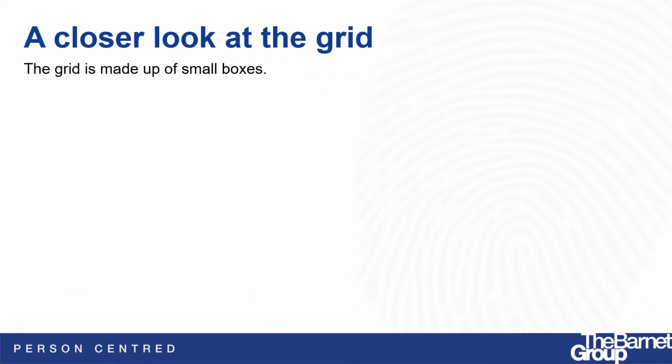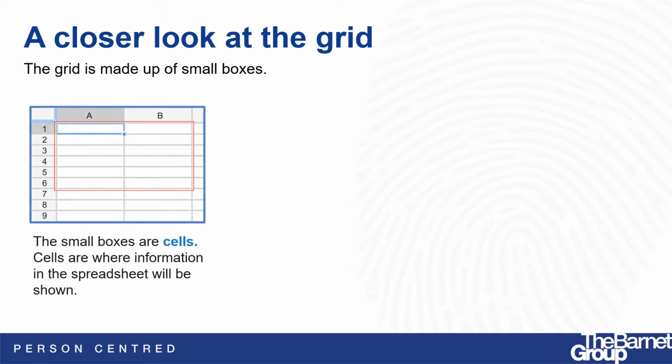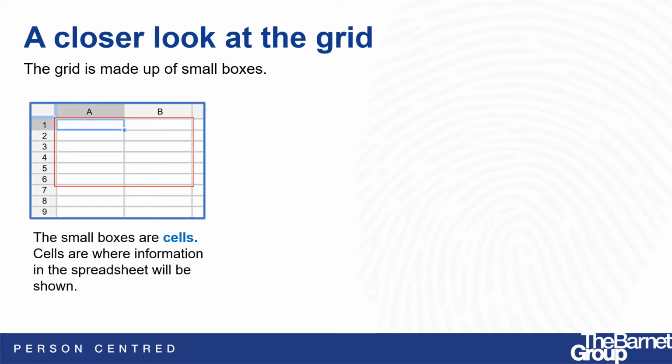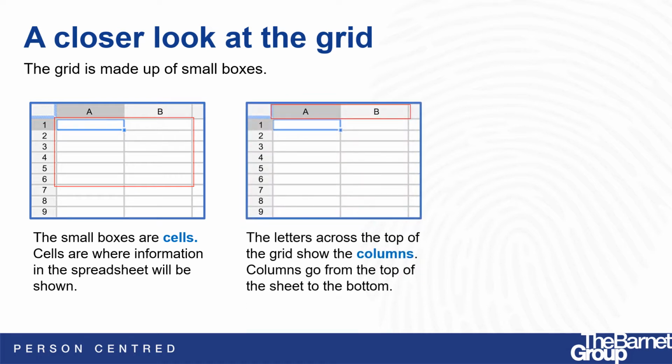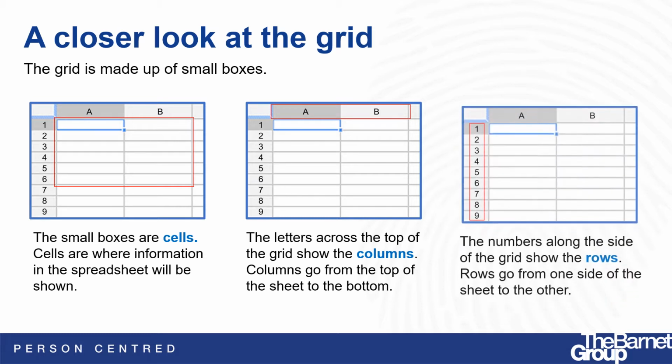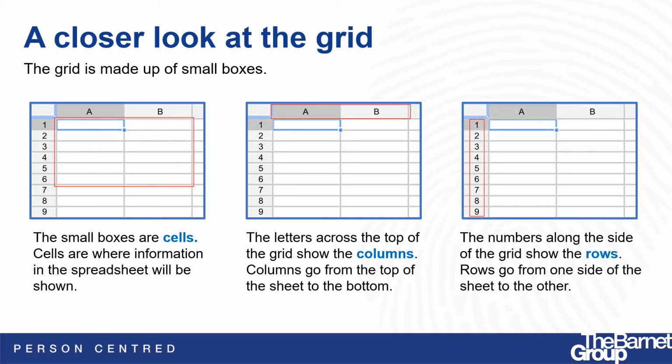A closer look at the grid. The grid is made up of small boxes. The small boxes are cells. Cells are where information in the spreadsheet will be shown. The letters across the top of the grid show the columns. Columns go from the top of the sheet to the bottom. The numbers along the side of the grid show the rows. The rows go from one side of the sheet to the other.